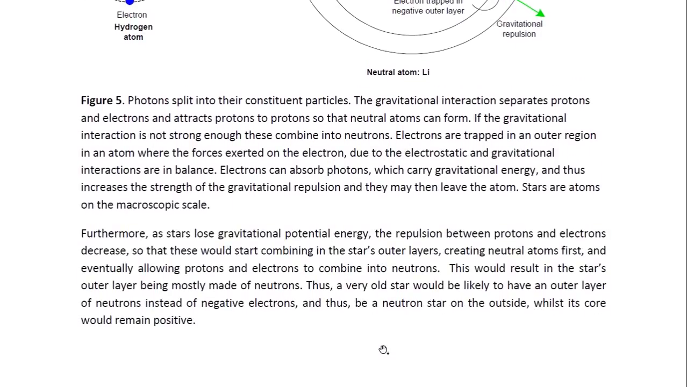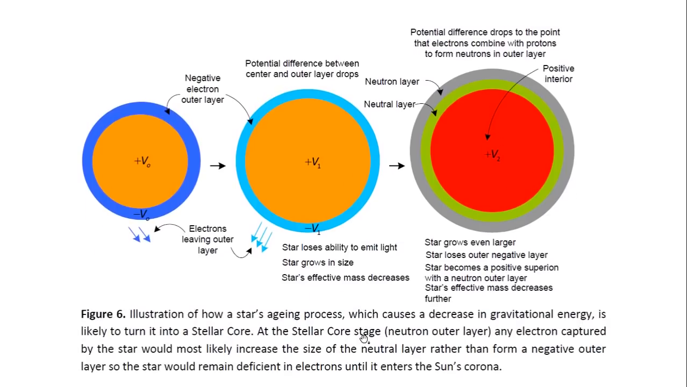Now, as stars lose gravitational potential energy, the repulsion between protons and electrons decreases, so that these would start combining in the star's outer layers, creating neutral atoms first, and eventually allowing protons and electrons to combine into neutrons. This would result in the star's outer layer being mostly made of neutrons. Thus, a very old star would be likely to have an outer layer of neutrons instead of negative electrons, and thus be a neutral star on the outside, whilst its core would remain positive.